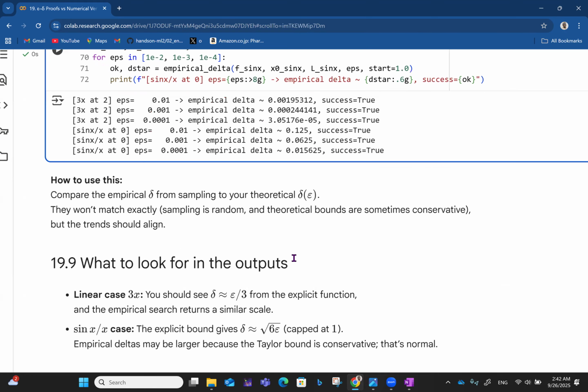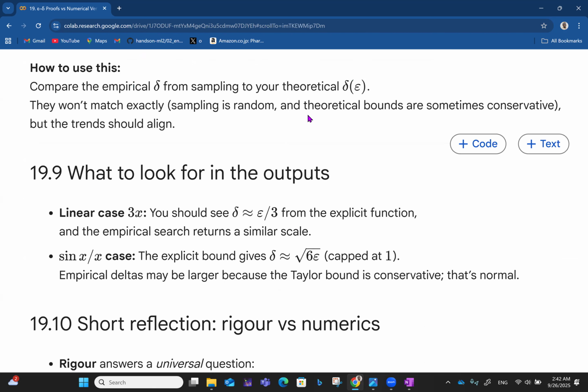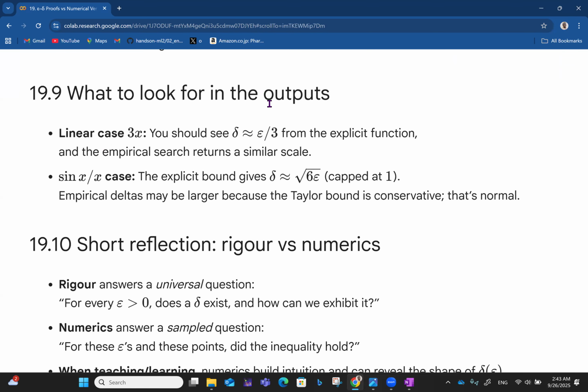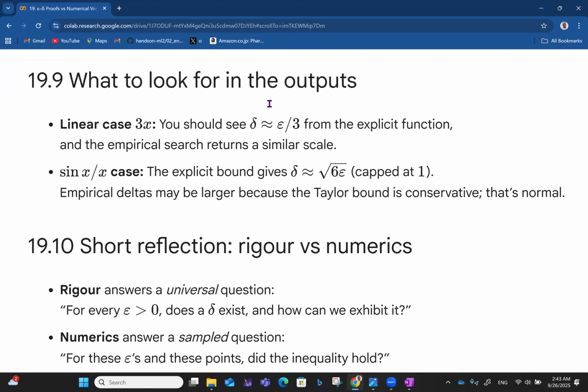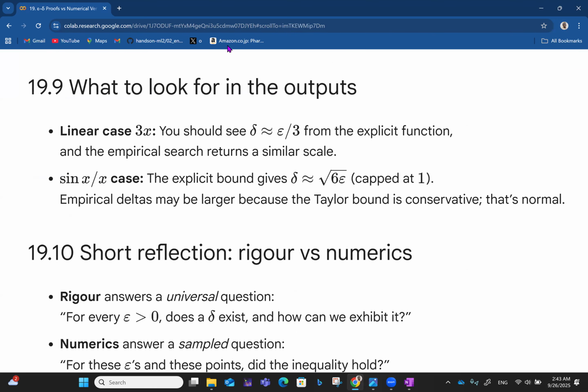So how do we use this now? We can compare the empirical delta from sampling to your theoretical delta of epsilon. They won't match exactly because sampling is random and theoretical bounds are sometimes conservative, but the trends should actually align. So what to look for in the outputs. For the linear case, for 3x, you should see delta is approximately epsilon over 3 from the explicit function, and the empirical search returns a similar scale.